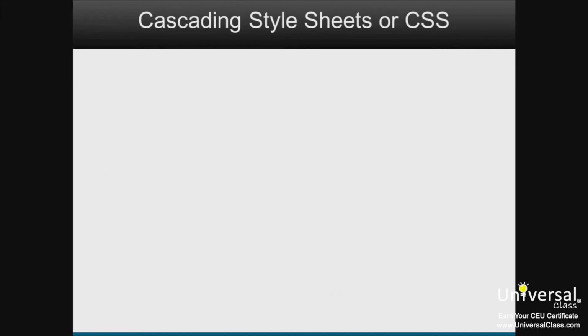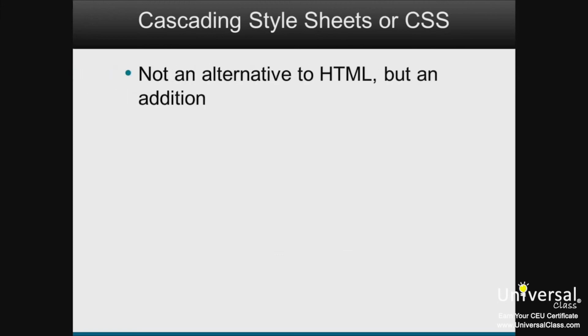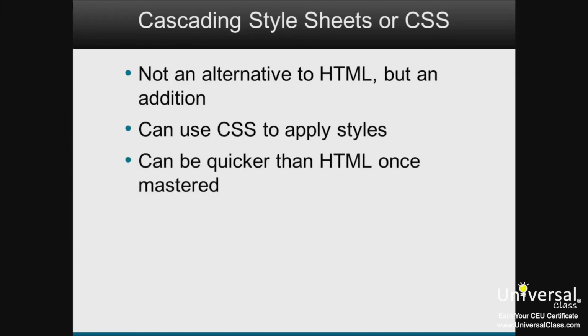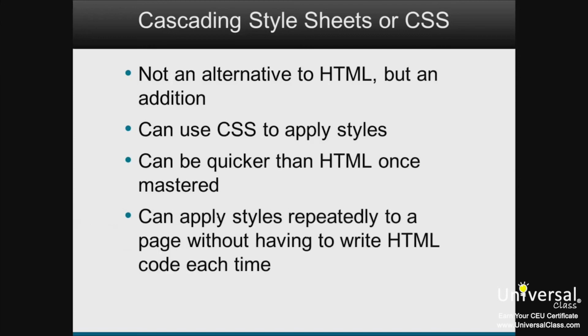Now we'll talk a little bit about cascading style sheets or CSS. CSS is not an alternative to HTML. CSS is an addition to HTML. In this course, you're going to learn to design HTML websites. However, you can use cascading style sheets or CSS to apply styles. CSS, once you get the hang of it, can be a quicker alternative to applying styles than using HTML. With HTML, you have to establish things like fonts and colors several times throughout a page or website. Using CSS, you can apply one style over and over again to a page or a website without having to write HTML code each time you use the style. You'll see what we mean later in this course.